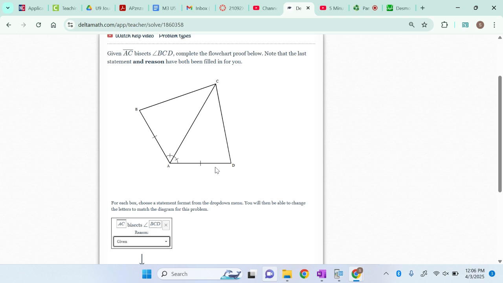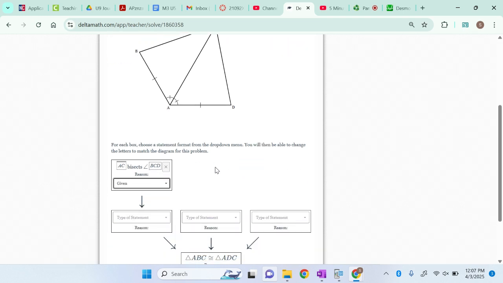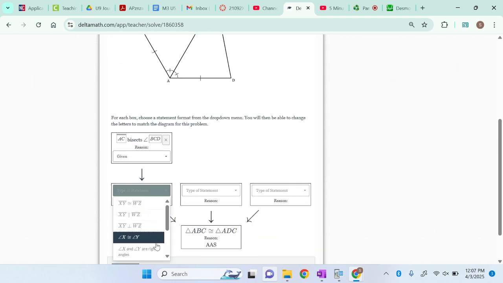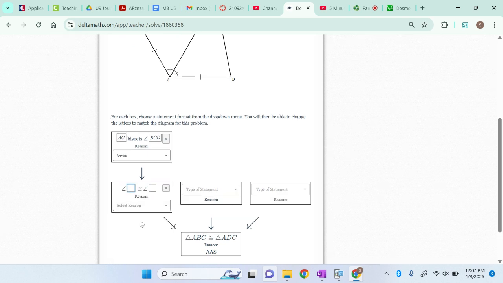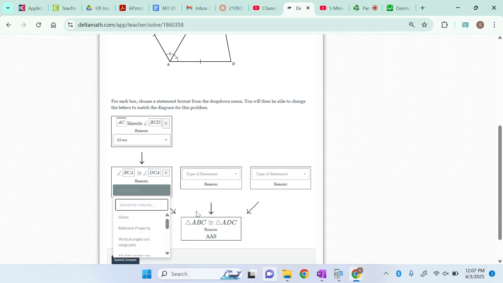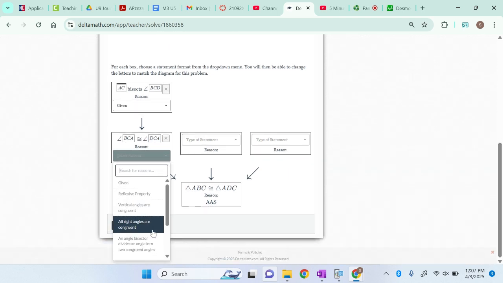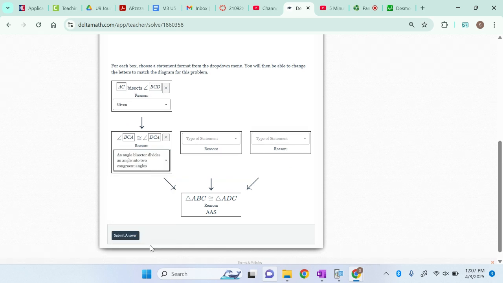So, remember, they have to relate back to each other. That's kind of why flow proofs are nice. You can see how they relate back to each other, which ones don't relate at all to each other. In this case, this one relates back because we're saying that angle BCA is congruent to angle DCA. And the reason why is that an angle bisector divides an angle into two congruent angles, or definition of angle bisector. That's why.